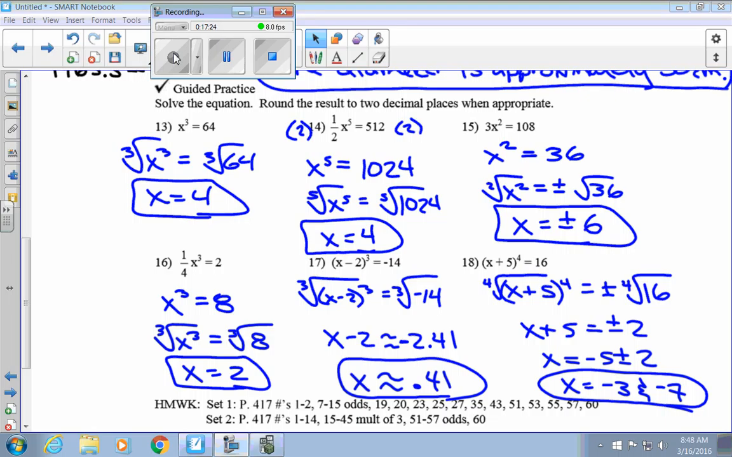All right, and here are the answers to the guided practice questions. Now, if you notice in 13, 14, 16, and 17, there is only one solution. And that is because each of these is an odd index. So again, if it's an odd index, there's only going to be one solution. But if we look at questions 15 and 18, we have 2 solutions in both of those. And that is because the exponent, or the index when we turn it into radicals, is even. So if it's a second or a fourth or a sixth or whatever it happens to be, if that's an even index, we're going to have 2 solutions.